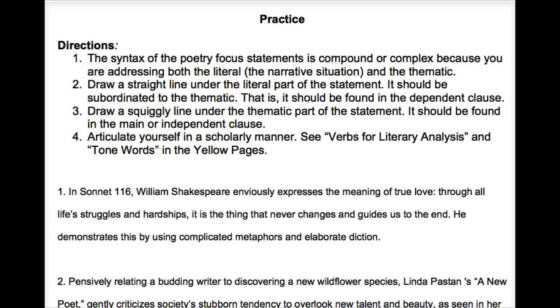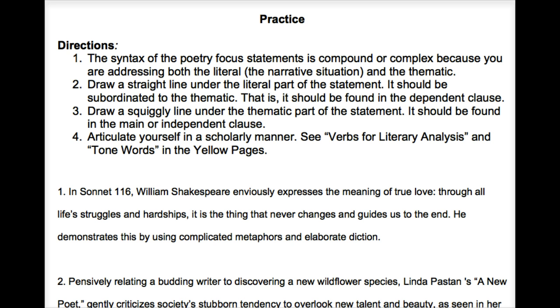And then number 4, make sure that the PFS is articulated in a scholarly manner. So that's where you're using these verbs for literary analysis that you can find in your yellow pages. And then, of course, I've given you a lot of tone words in your yellow pages that you can look at. So here, look at number 1. It says, in Sonnet 116, William Shakespeare enviously expresses the meaning of true love. Through all life's struggles and hardships, it is the thing that never changes or guides us to the end. He demonstrates this by using complicated metaphors and elaborate diction.